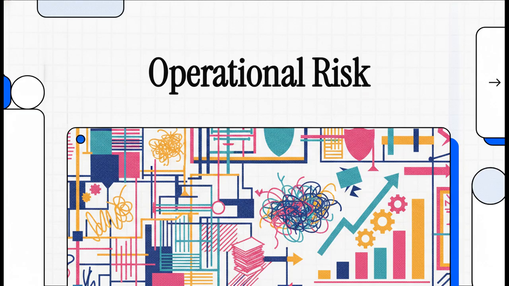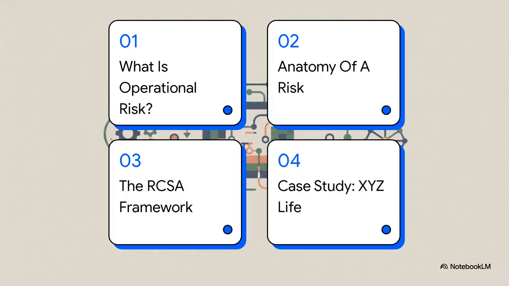Let's look at how we can take the chaos of everyday operational threats and turn it into a highly controlled, measurable, competitive advantage. Here is our quick roadmap for today. First, what is operational risk? Second, the anatomy of a risk. Third, the RCSA framework. And finally, a real-world case study on XYZ Life.